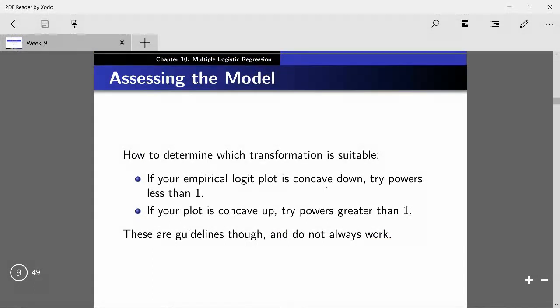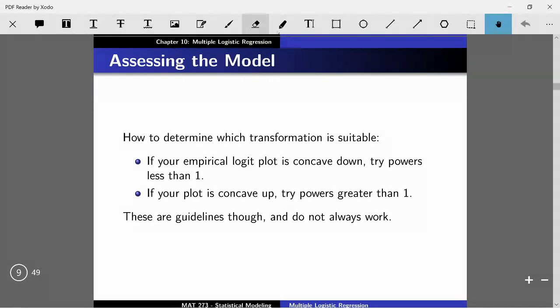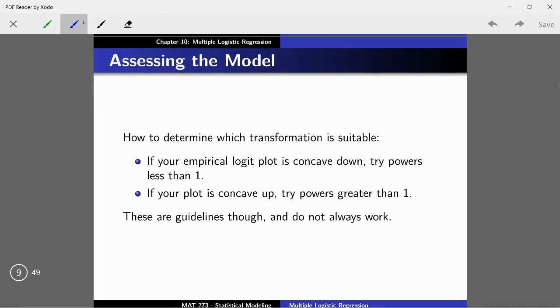And so to determine which transformation is suitable, the textbook had some helpful hints about shortcuts for when to know what transformations to try. So they indicate that if the empirical logit plot is concave down, so if it has a second derivative that's negative, so that might look something like, I'll draw my axis plots here.